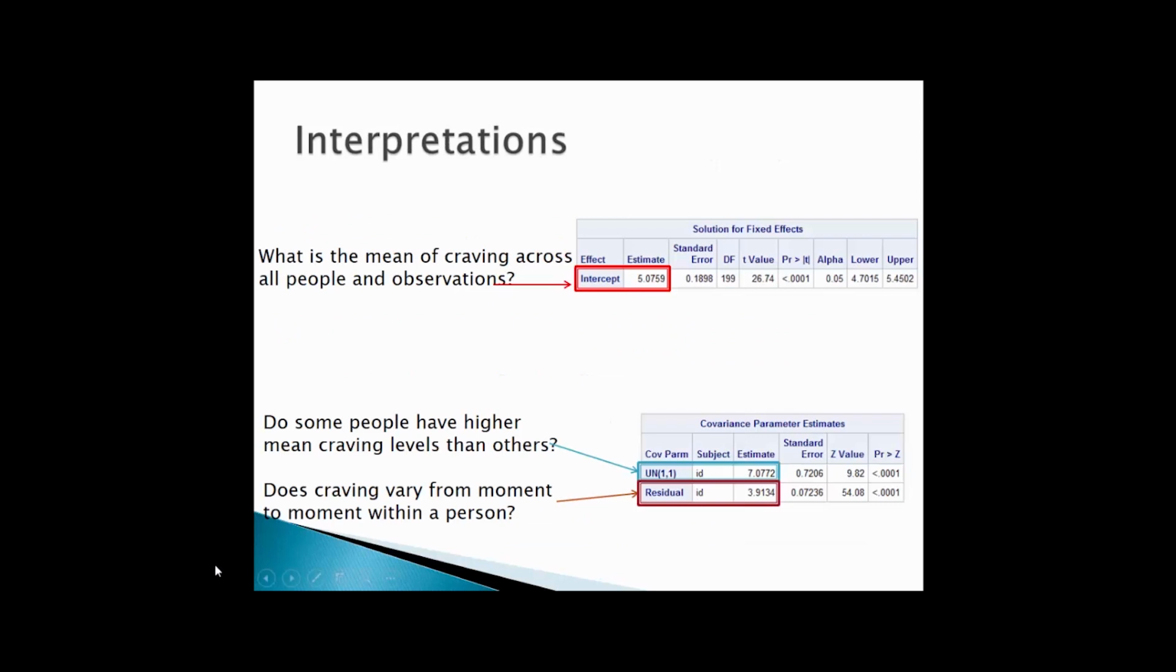We might also ask, does craving vary significantly from moment to moment within a person? And we can see that the residual value, the variance estimate there, is about 3.91, and that is also significant, saying that there does appear to be meaningful fluctuation in craving from moment to moment within a person, beyond what we would expect by random chance alone.